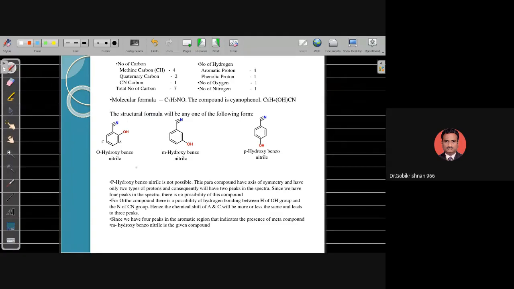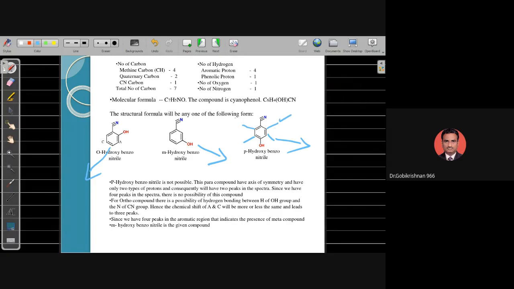Okay, let us take the first structure. This is the ortho-hydroxy benzonitrile. This is the meta-hydroxy benzonitrile. This is the para-hydroxy benzonitrile. If you take a para-hydroxy benzonitrile, one hydrogen will be here, here, here, here. Therefore, in the four positions, hydrogen will be there.